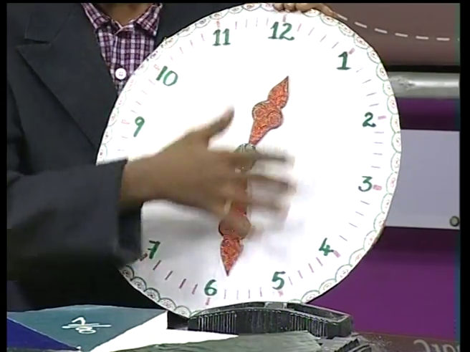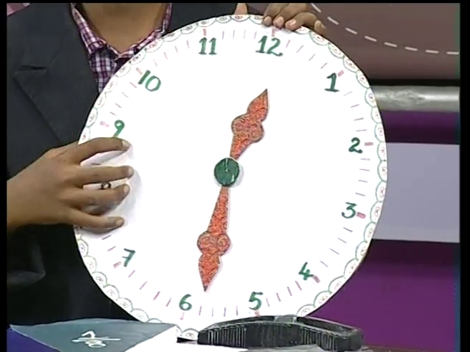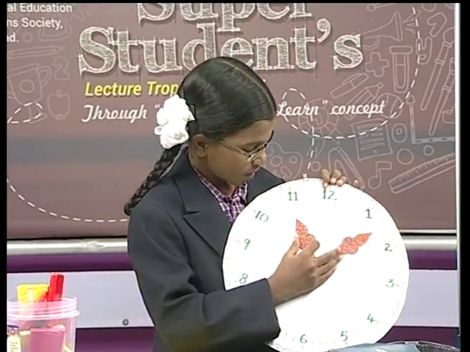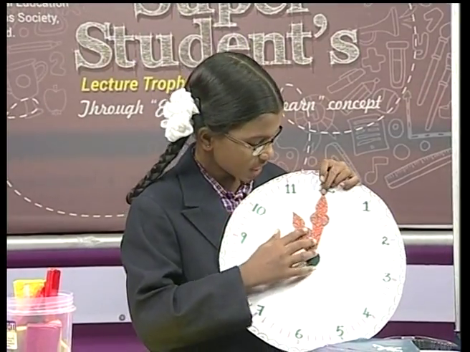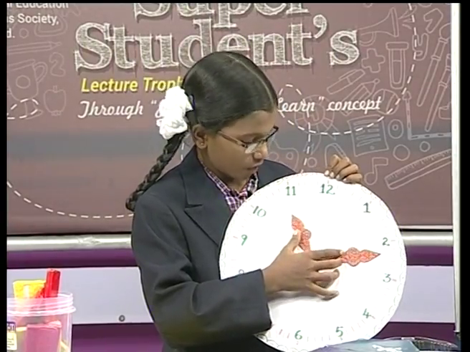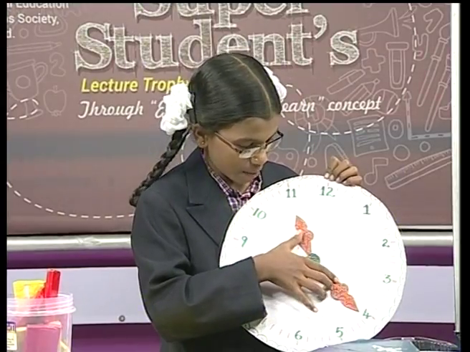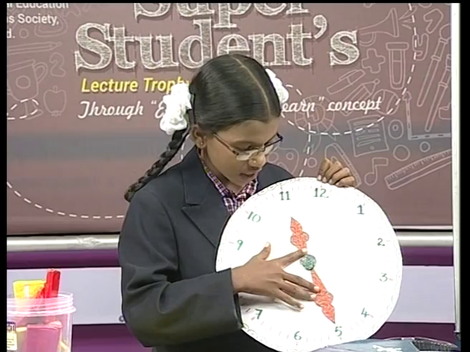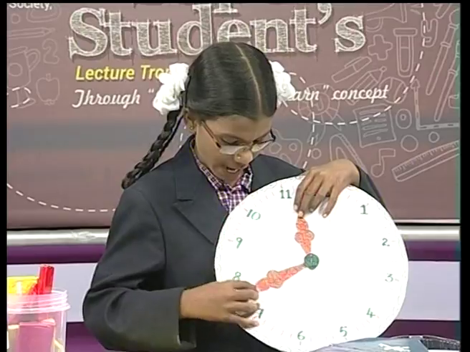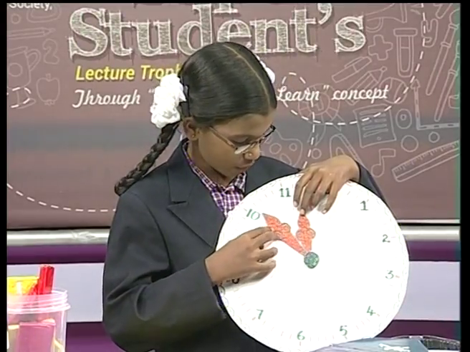Friends, in this wall clock, how many parts are there? Yes, 12 parts. Here the fraction is 1 by 12, 2 by 12, 3 by 12, 4 by 12, 5 by 12, 6 by 12, 7 by 12, 8 by 12, 9 by 12, 10 by 12, 11 by 12, 12 by 12. This is how to present fractions on a wall clock.